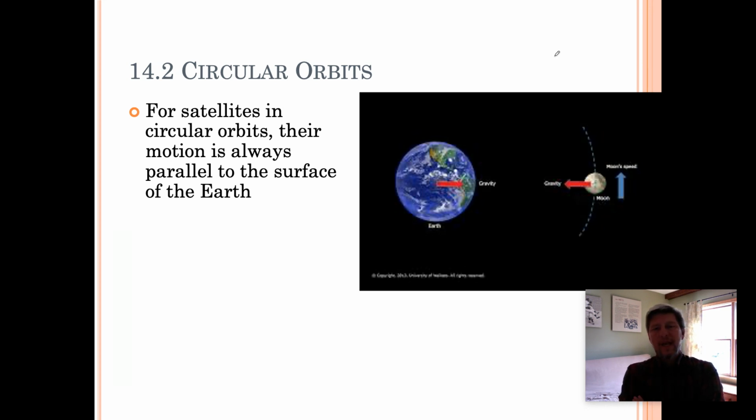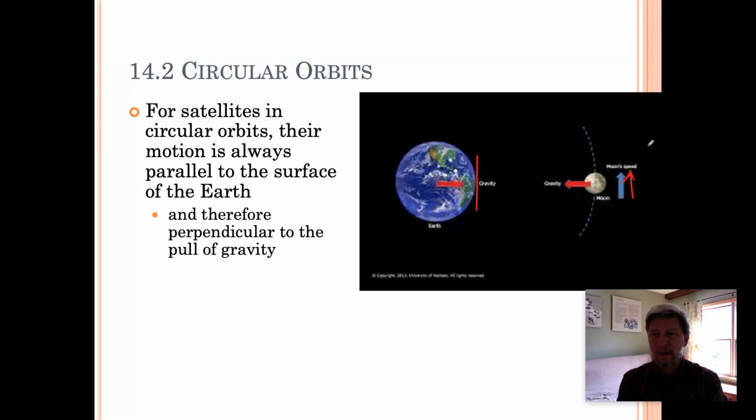For satellites in circular orbits, their motion is always parallel to the surface of the Earth. If this is the surface of the Earth, and I'll draw a line here, notice that that line is tangent to the surface of the Earth. Notice that the moon's velocity is in the same direction, parallel to the Earth. And of course, that makes it perpendicular to the pull of gravity.